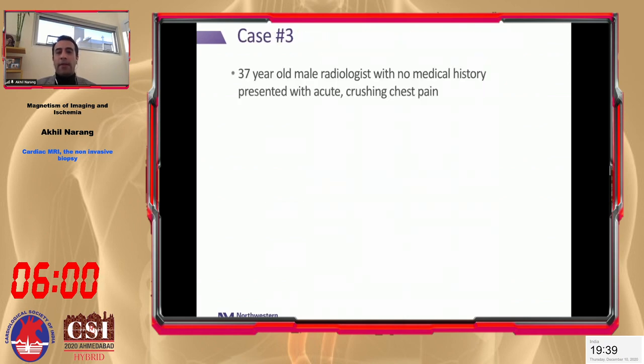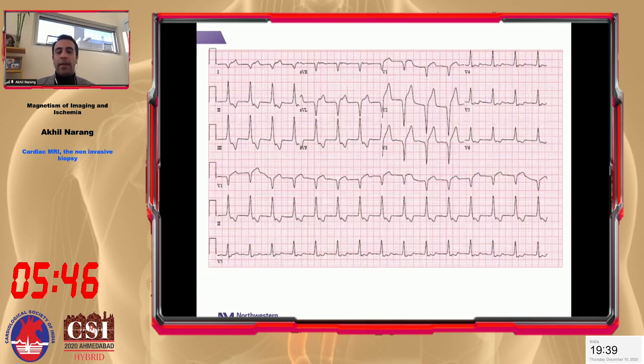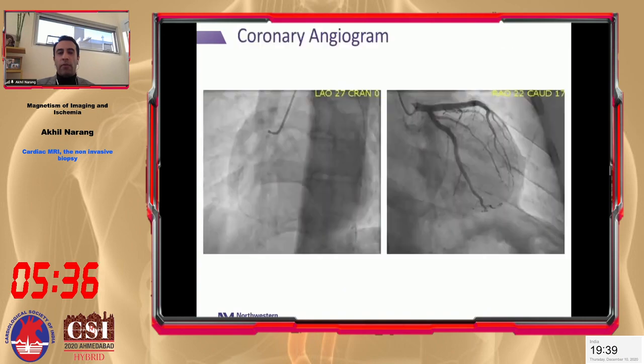Now, the last case, which I think will bring home the point, is a patient I saw just a few months ago in the COVID era: a 37-year-old male radiologist with no medical history, very healthy, in fact, of Indian descent, who came in with acute crushing chest pain. His presenting EKG in the emergency department was an idioventricular rhythm, as you can see here. So a very concerning story, perhaps for a reperfusion injury or a myocardial infarction, and he was sent to the cath lab.